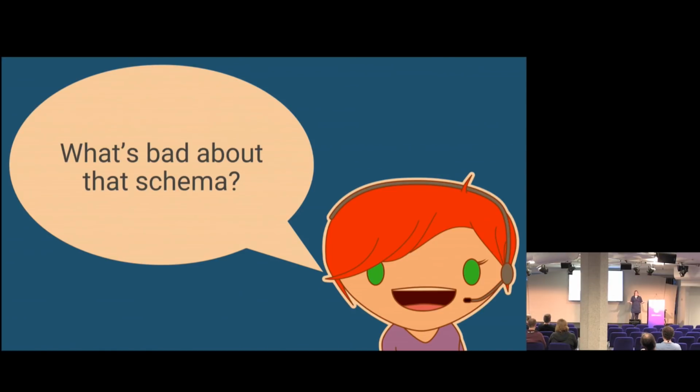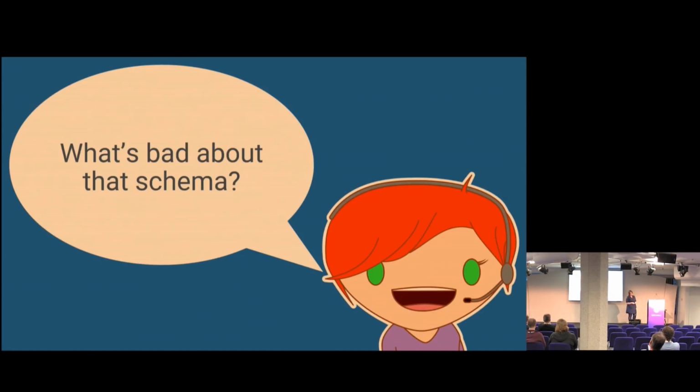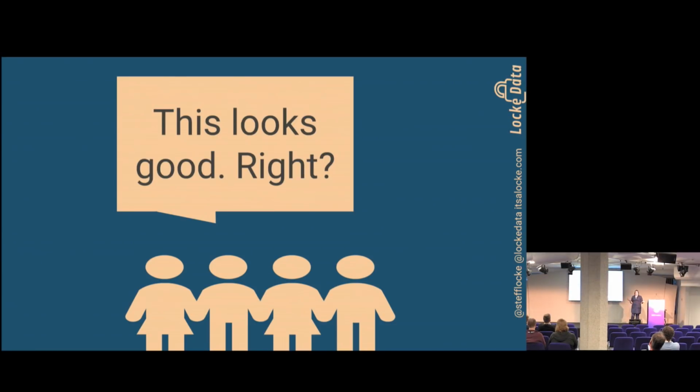So, are there any problems with this schema now? You're probably pretty happy, roughly, with this schema. You keep lookups and things in separate tables. You've got purchases in a nice, easy, narrow table. You'd probably be quite happy with this in production. It looks good. This is what we've been told we should design to.